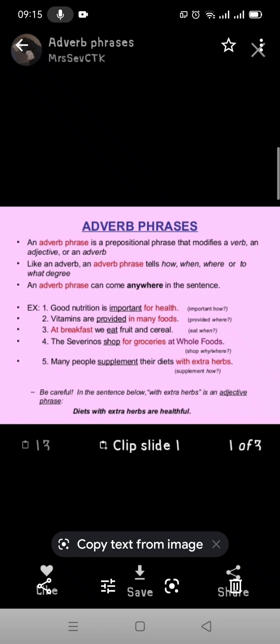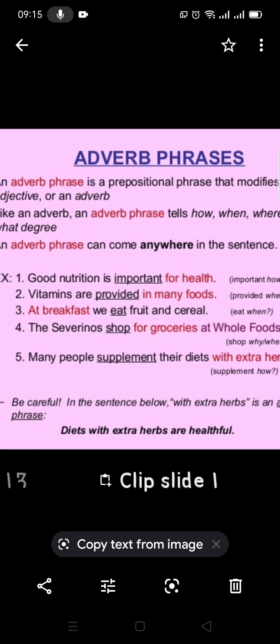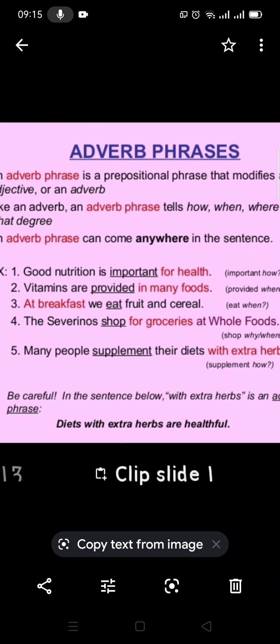So an adverb phrase is a group of words that acts as an adverb, modifying a verb, an adjective or another adverb in a sentence. The adverb phrase answers the questions how, where, when and why. One thing more: adverb phrases can be used in the beginning, at the end or in the middle of the sentence. You may see here some sentences for your ease to make your mind clear. Number 1 is: good nutrition is important for health. Here the highlighted phrase for health will be called an adverb phrase because it is answering the question how.